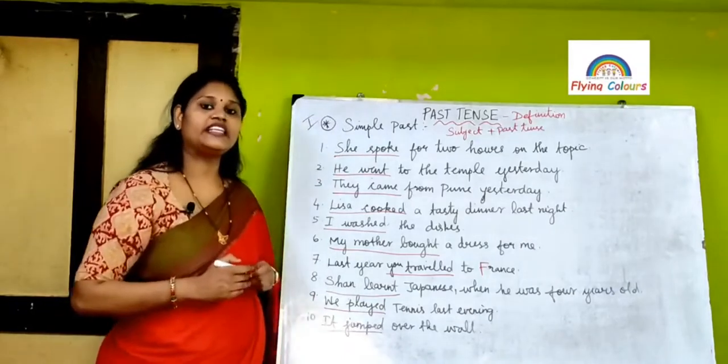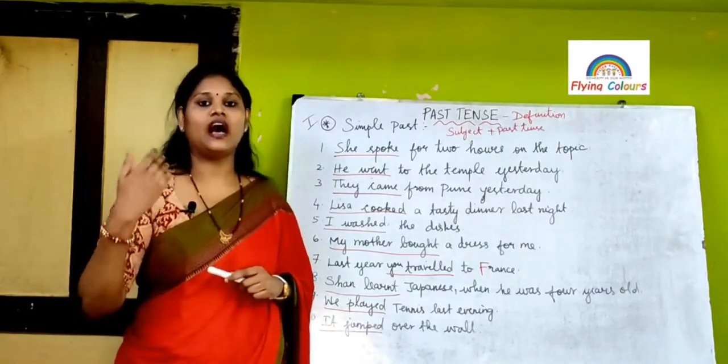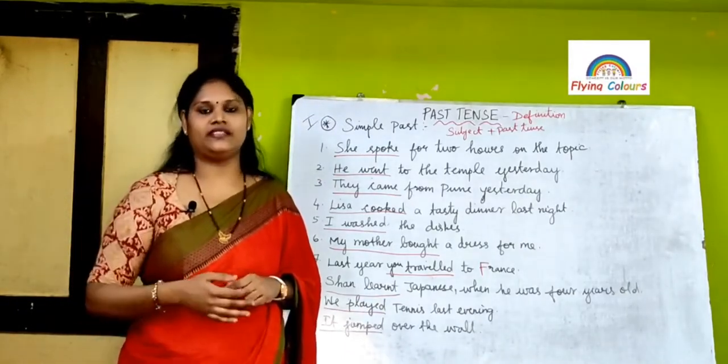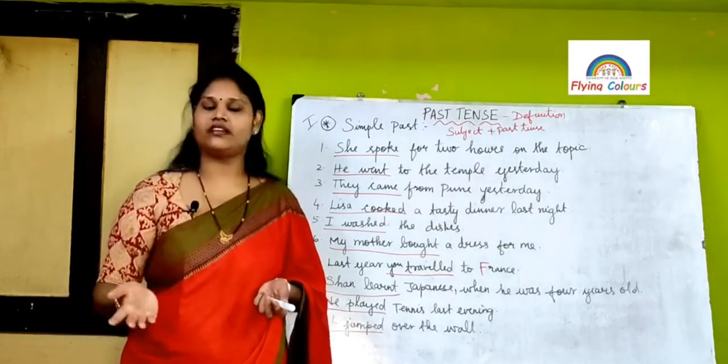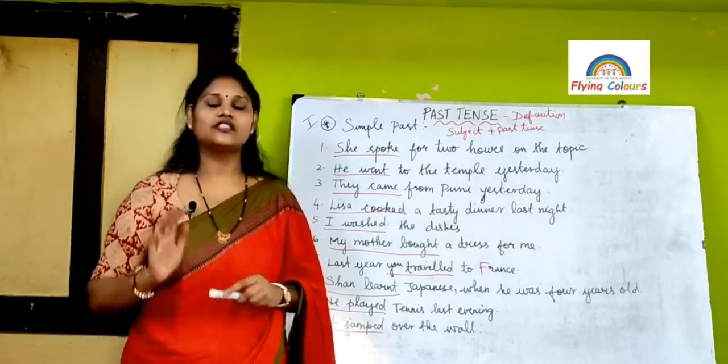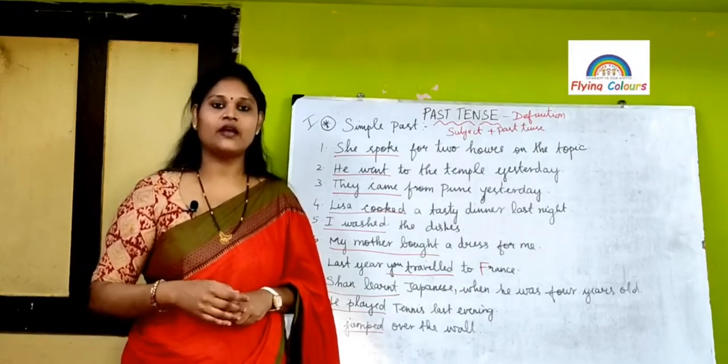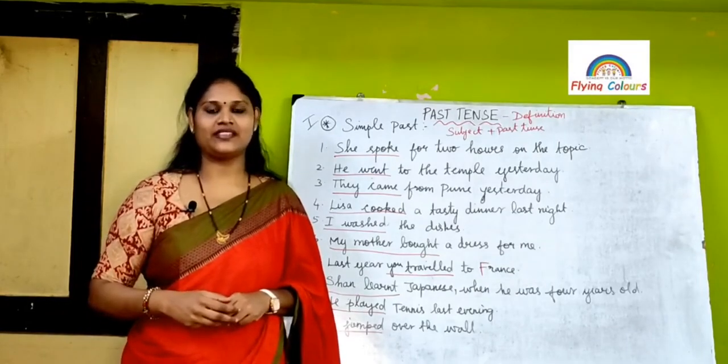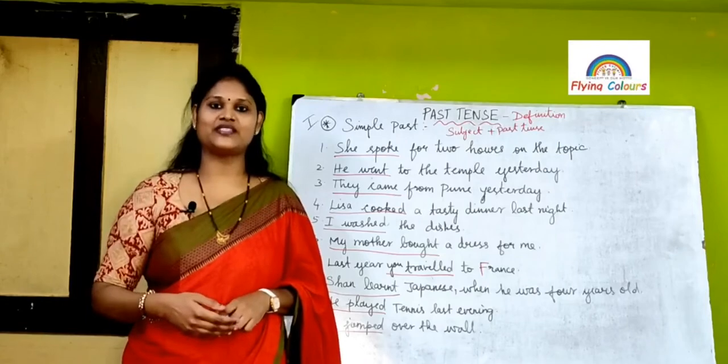So, he, she, it plus past tense. I, you, we, they plus past tense. The subject may be anything. It may be singular or plural. This is the formula for simple past when we are writing positive sentences. Let me teach you some more sentences also.